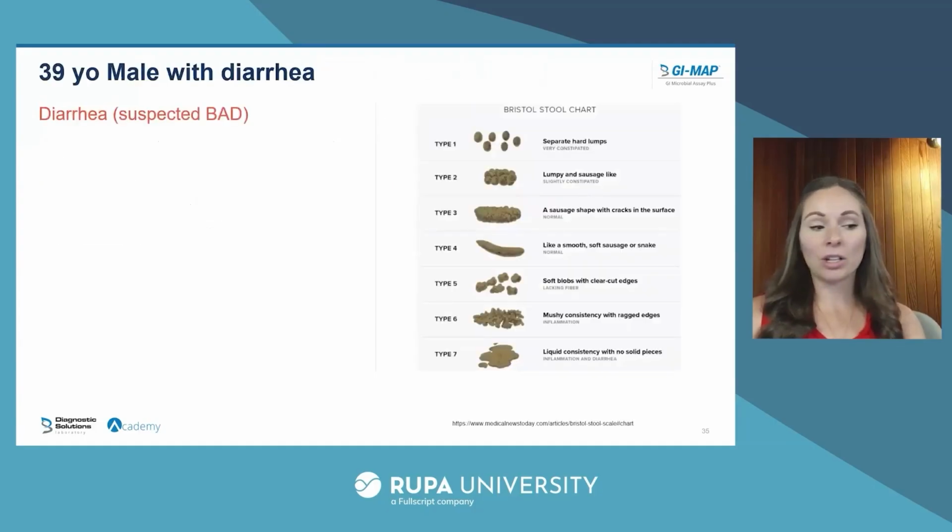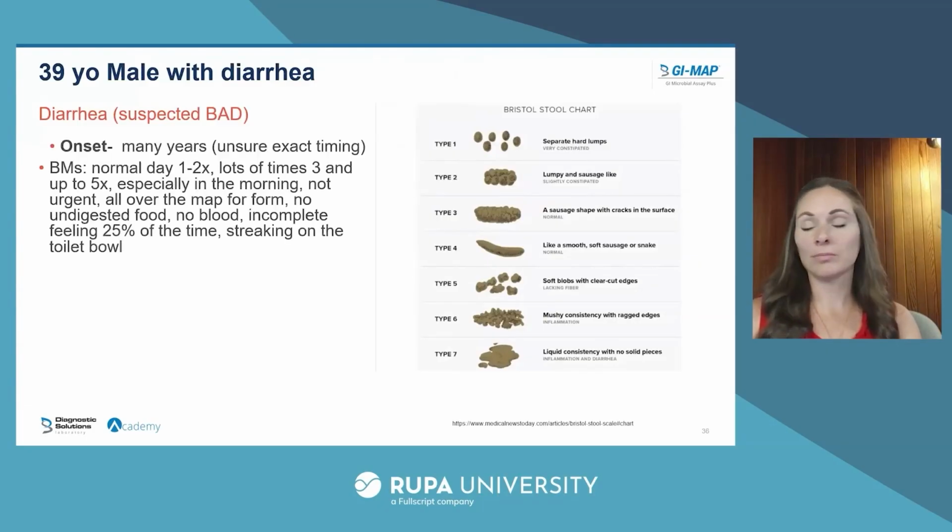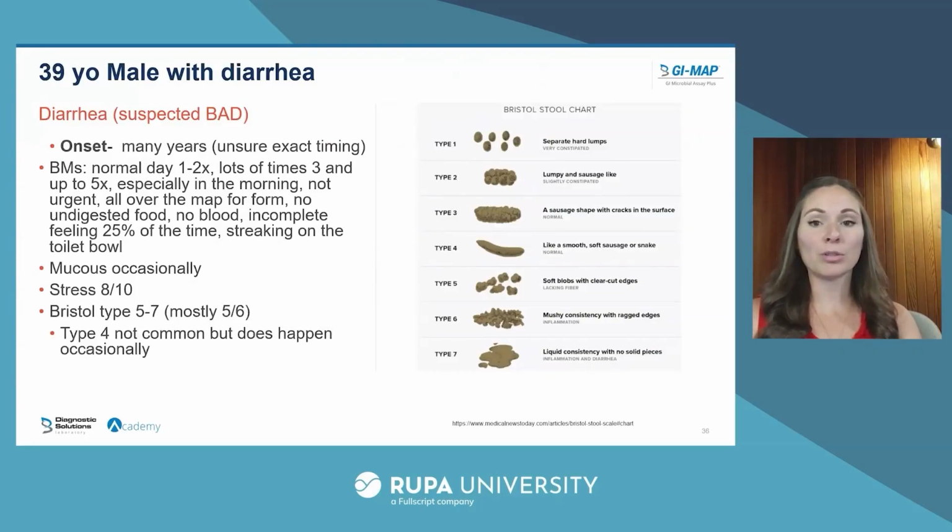So just a recap before we look at the test results. This is our 39-year-old male with diarrhea. I suspected bile acid diarrhea. It's been going on a long time. We're getting a wide variation in bowel movements. Really, this streaking, sticky quality to the toilet bowl is what led me to think about bile acid diarrhea and that there's some malabsorption potentially going on there. Again, I want to draw your attention to that stress because that's going to come in when we look at the test results, and then our Bristol stool chart.